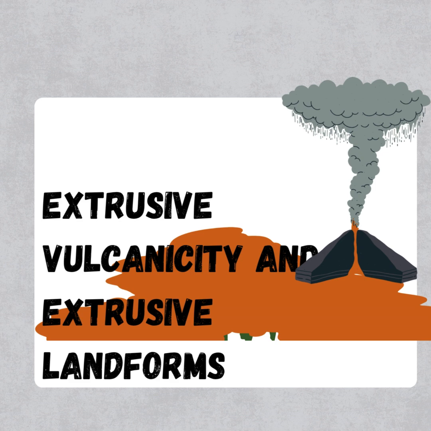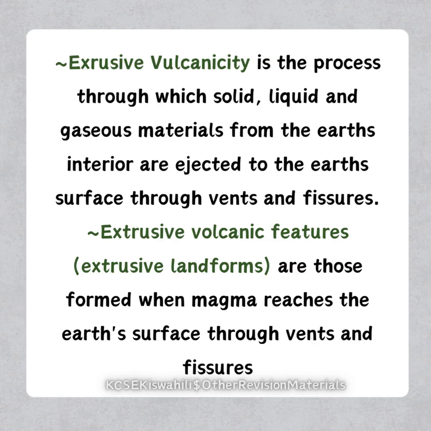In this video, we are going to discuss extrusive volcanicity and extrusive landforms. Extrusive volcanicity is the process through which solid, liquid and gaseous materials from the Earth's interior are rejected to the Earth's surface through vents and fissures. Extrusive volcanic features, also called extrusive landforms, are those formed when magma reaches the Earth's surface through vents and fissures.